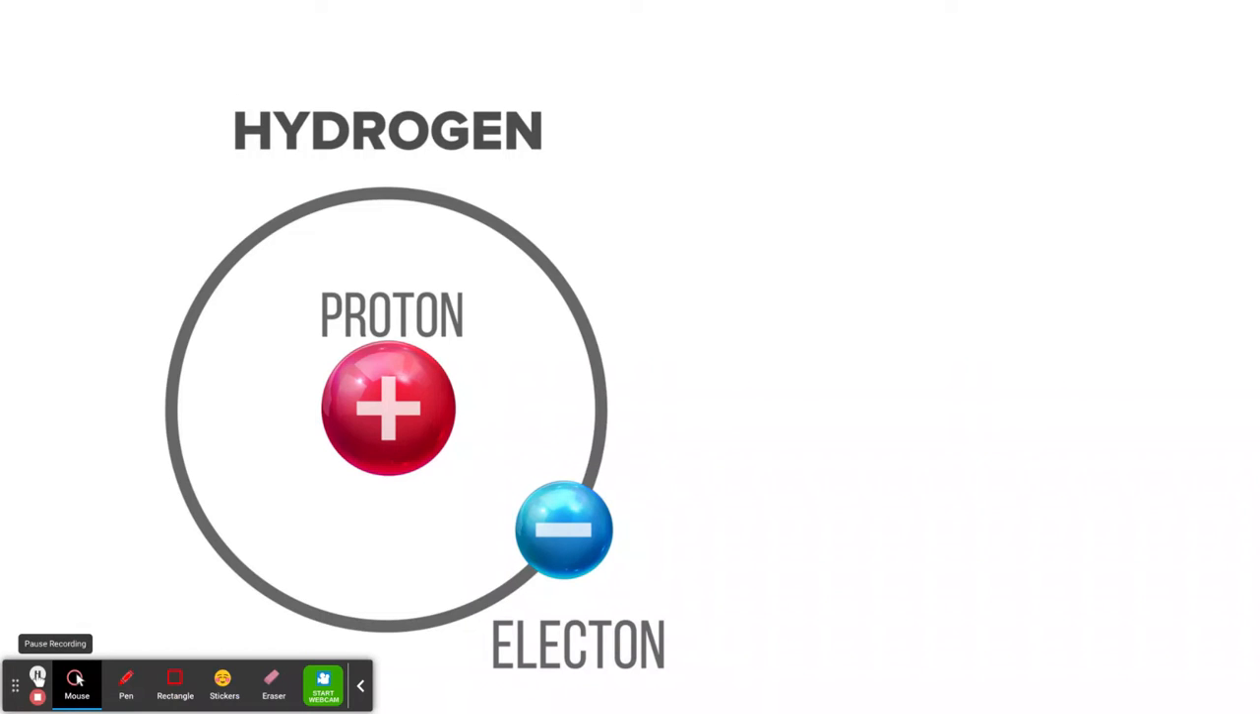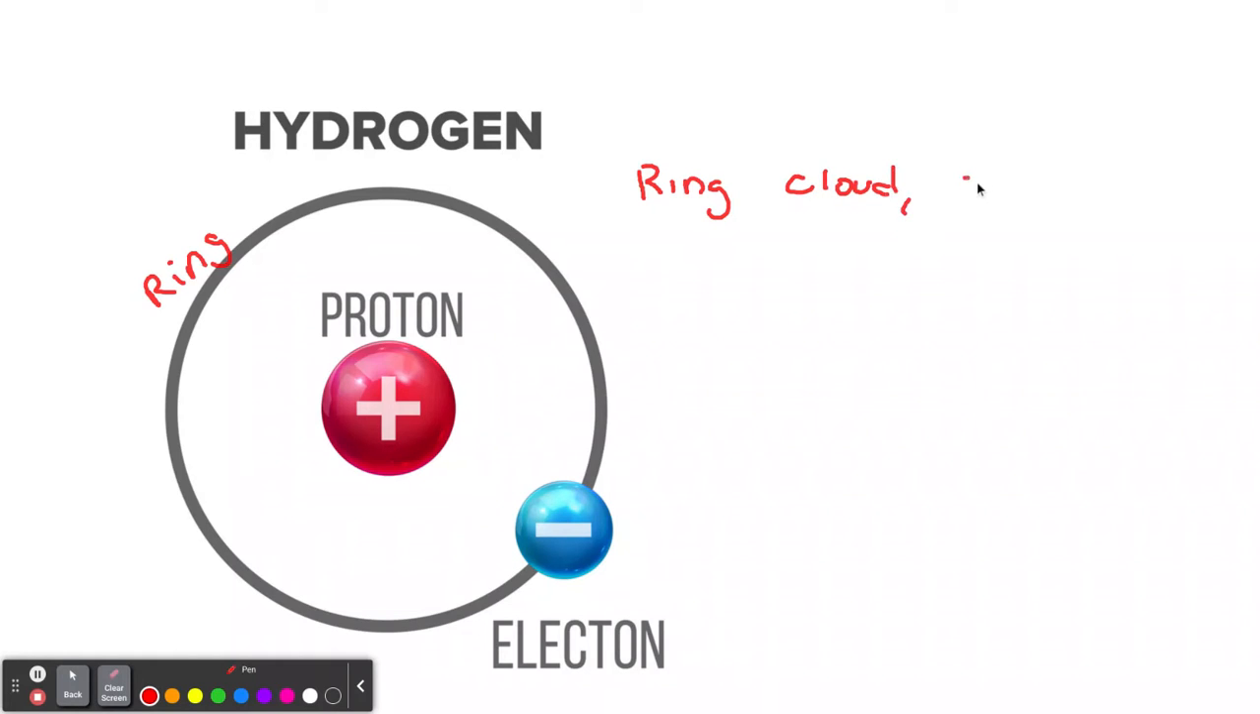And here's our friend hydrogen. Hydrogen has only one proton and one electron, and it has this one ring, which we talked about in the last video. We call it ring for teaching purposes. You can say ring, cloud, orbit, shell. People use shell a lot. You could say energy level.